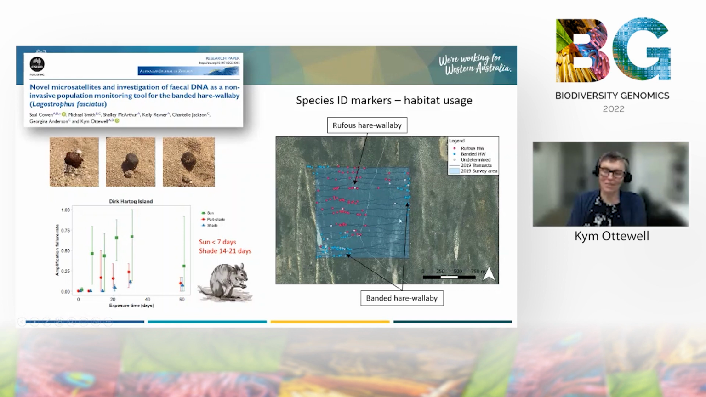They do not go near each other. So banded hare-wallabies tended to be in the vegetation towards the edge of the plot, whereas the rufous hare-wallabies really dominated in that lower vegetation through the centre of the plot.